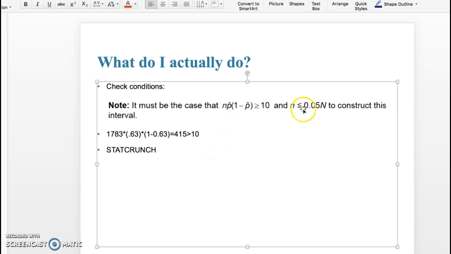And the second condition is our 5%. Here, our 1,783 is pretty small compared to our total number of nationwide voters. We don't actually have a number for that population, but we could say something like this is less than 5% of all registered voters.